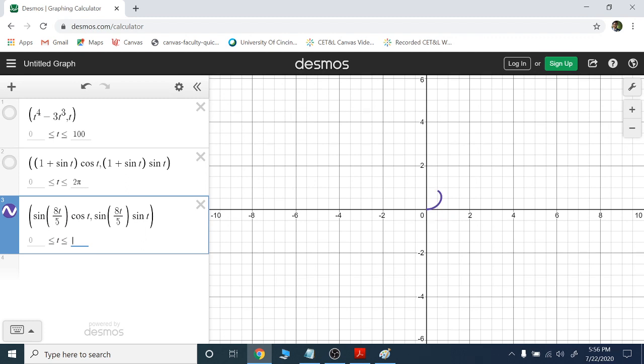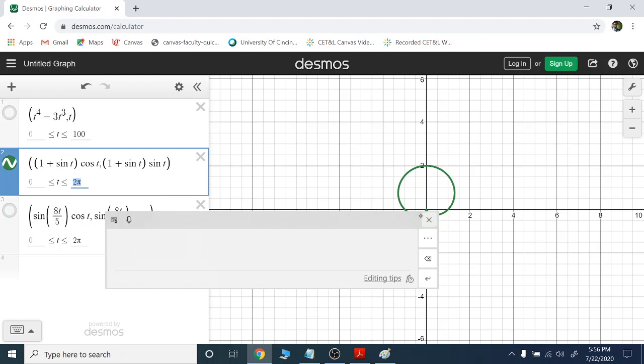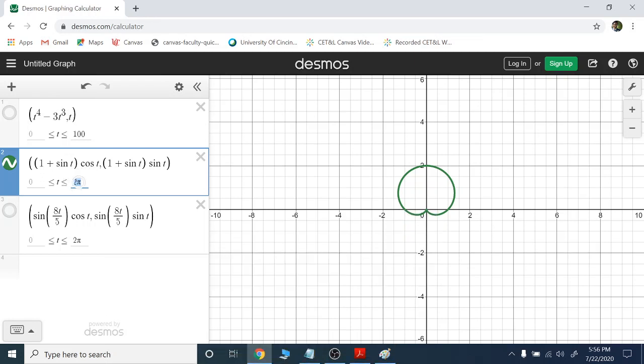You will have something like this, right? But see, for the cardioid, if you keep on increasing the value of the parameter after 2 pi, you will get the same diagram, right? But that is not like this. 2 pi is not a universal endpoint for all parametric curves.